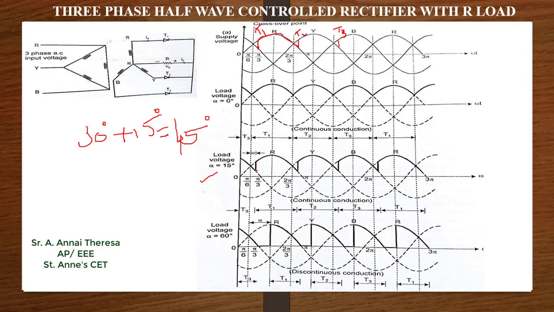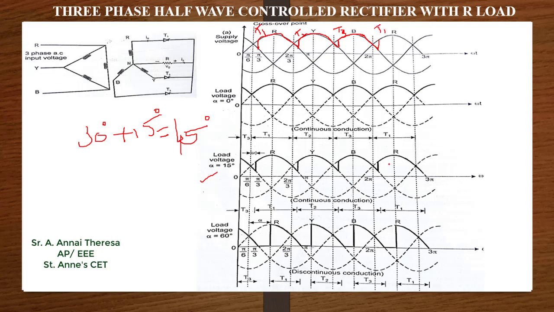See here, the same thing has appeared here. Then T2 is triggered from this point. Then what will be the output? The Y phase voltage will appear across the load. See here, the Y phase voltage has appeared across the load. Then at this point T3 is triggered. Then what will be the output? This B phase voltage will appear across the load. Then again here T1 will be triggered.